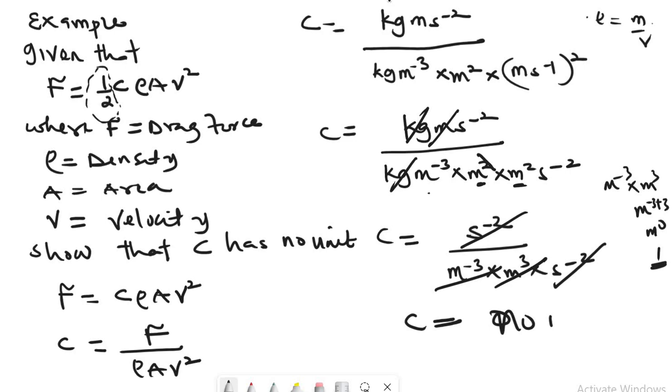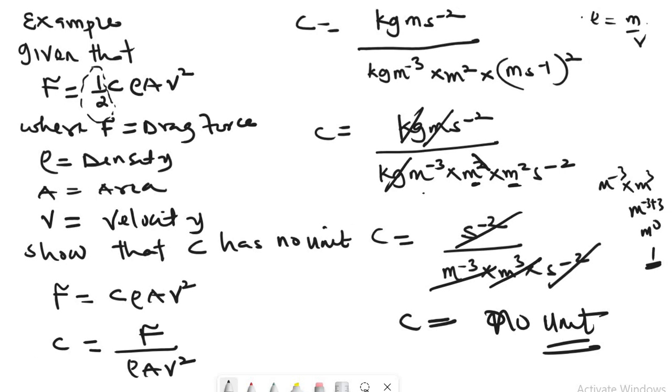1 is not a unit. Don't write 1. Since all the units have cancelled out, just say no unit. That's the proof. That's it. So I believe it's clear. Let's move to the next one.